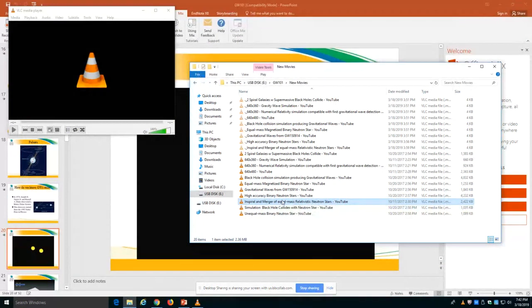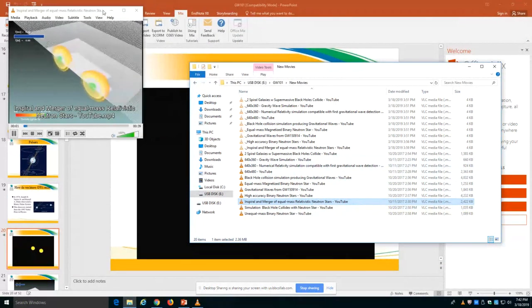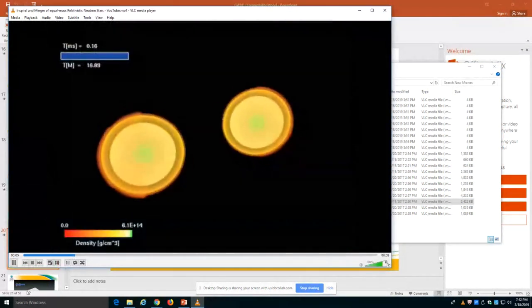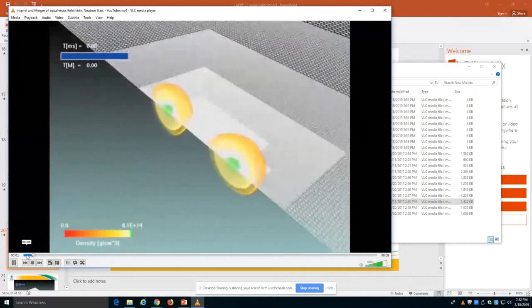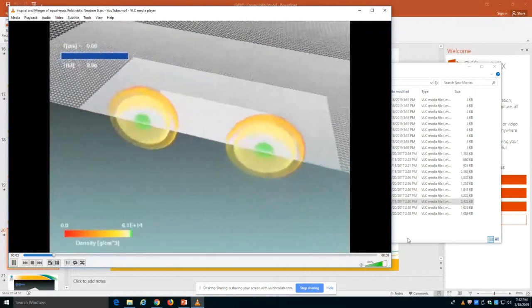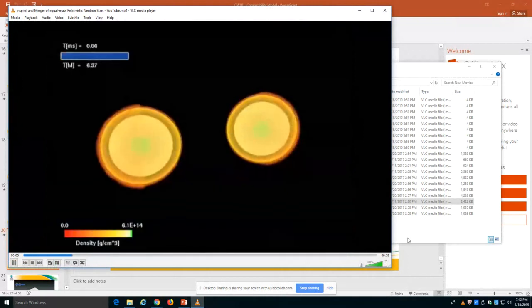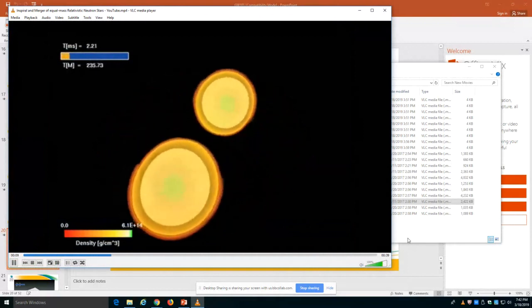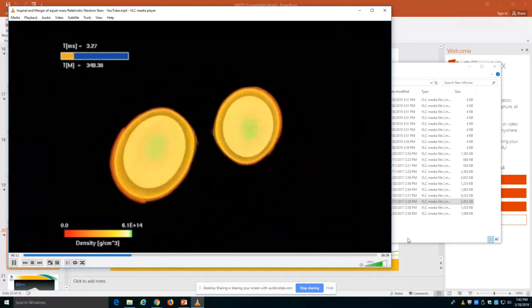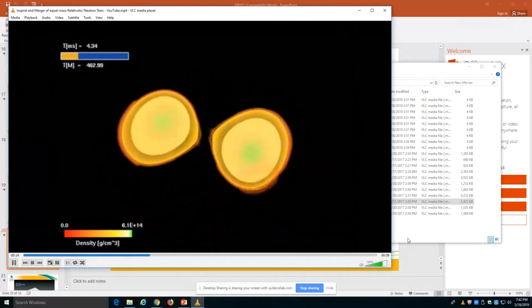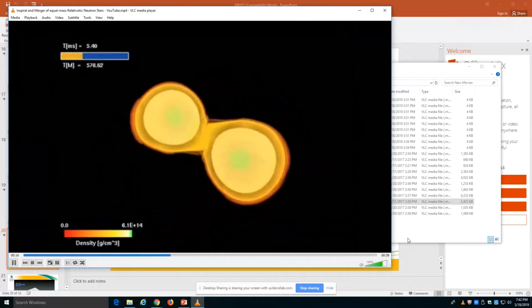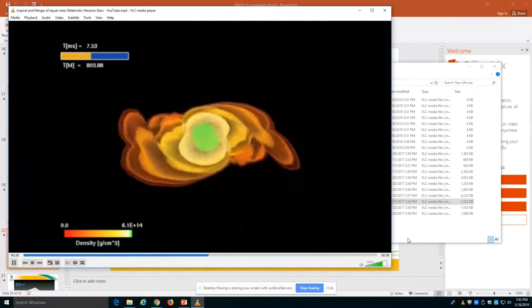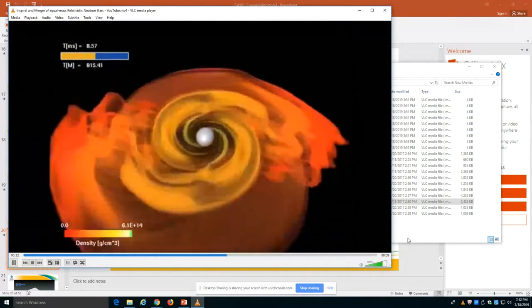Okay. And here's another one. This is an inspiral. This is two neutron stars again, and they're inspiraling. And you can see they start to touch here. And they're merging. And then that's the connection.